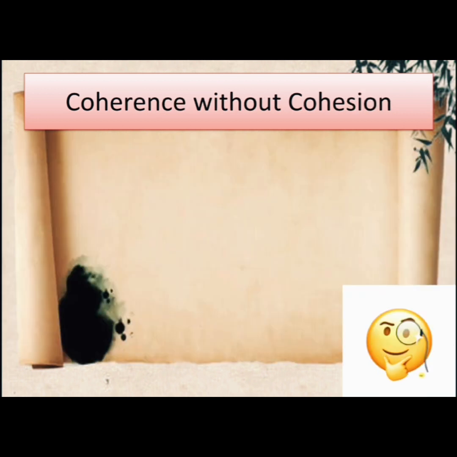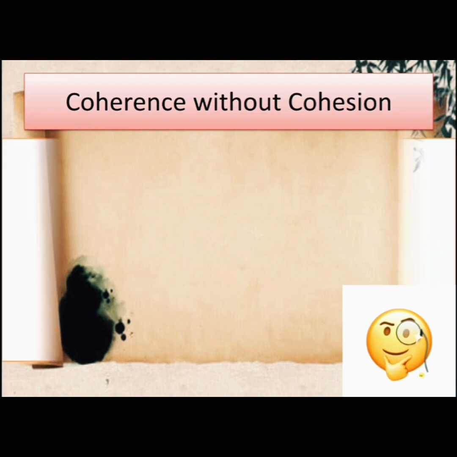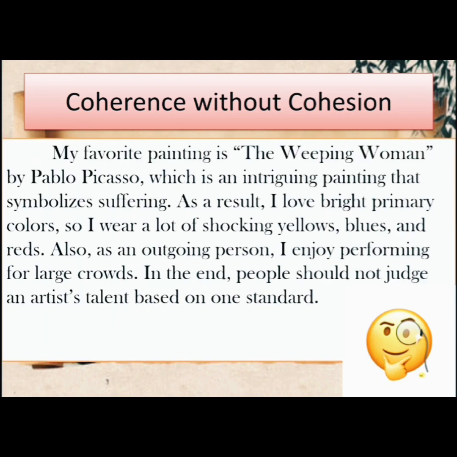A text with coherence has ideas that are logically sequenced in a way that is easy to follow for the reader. Although, without cohesion, no central concept links all these ideas together. The main point of the text remains unclear for the readers. This is a good example of a text with coherence without cohesion.